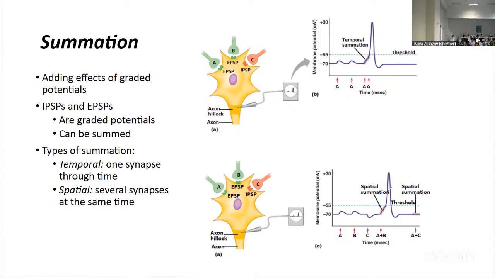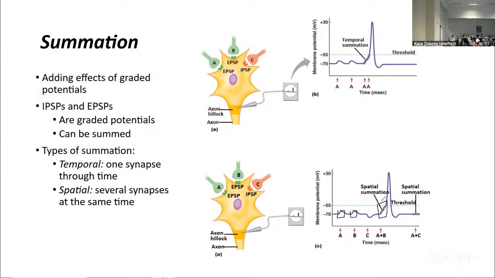In the second image, we see our spatial summation. So here we can see that both A and B cause slight depolarizations. Neither is enough to actually trigger an action potential. But we can see that if A and B fire at the same time, they do depolarize us enough to trigger our action potential.